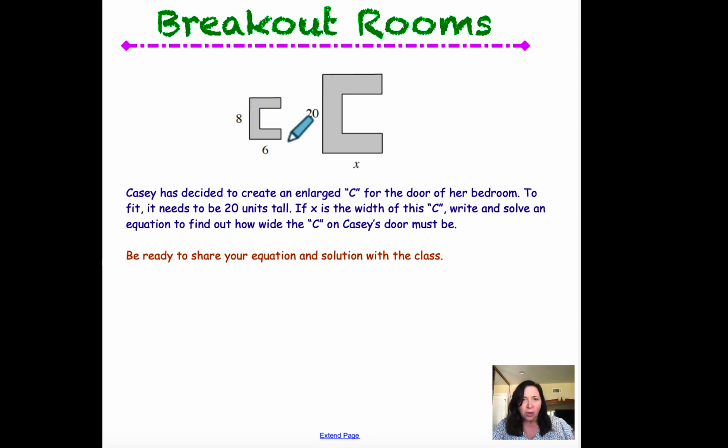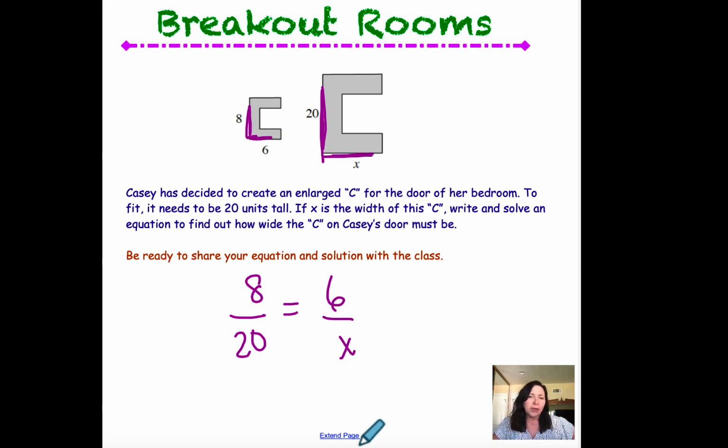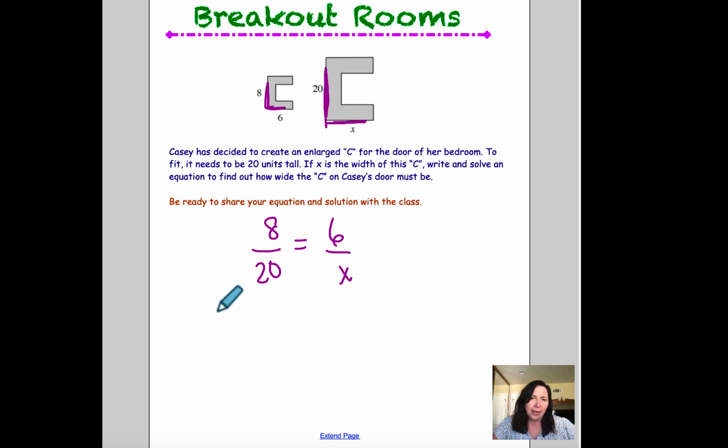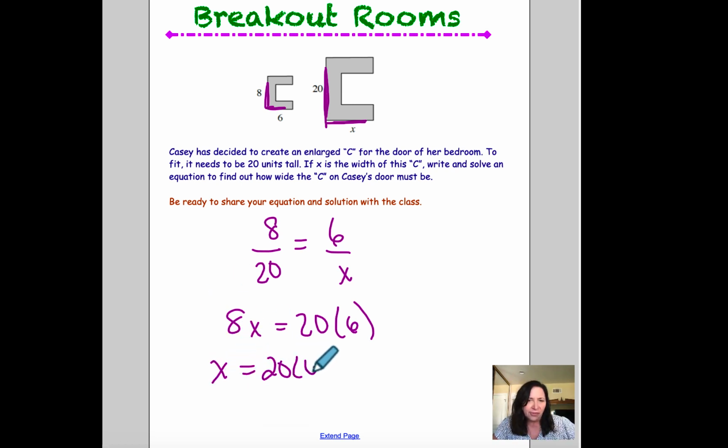Most likely you would go, well, 8 is to 20. So 8 is to 20. See this? Left side is to left side, as 6 is to X. Base is to base. And so we would cross multiply. I would get 8X is equal to 20 times 6. I would reduce that, and I would get X is equal to 20 times 6 over 8, right? I have to get rid of this 8 here. Divide. And then I would just simplify.